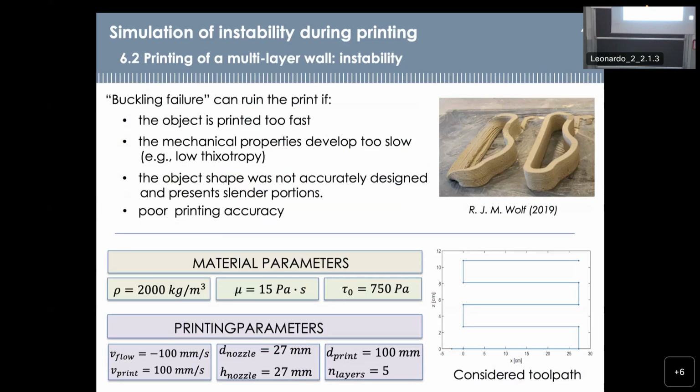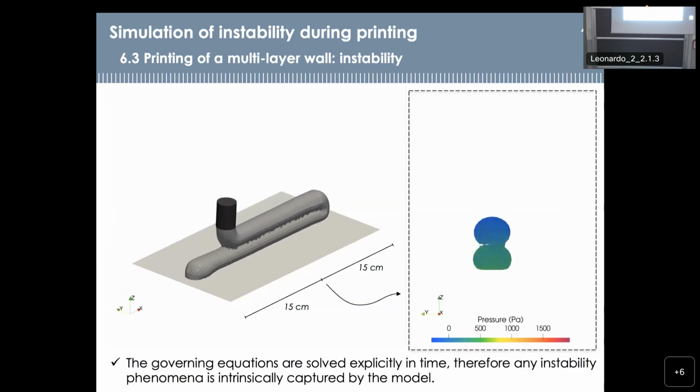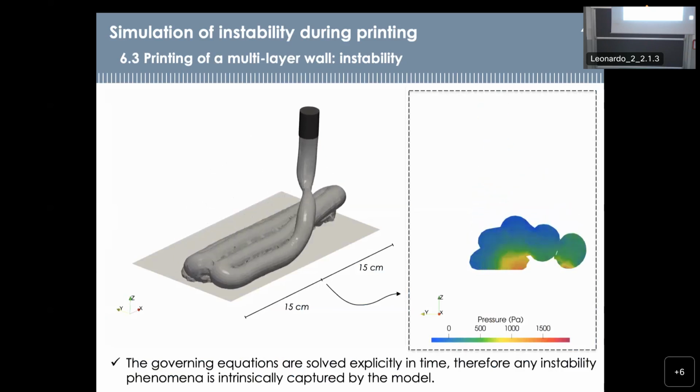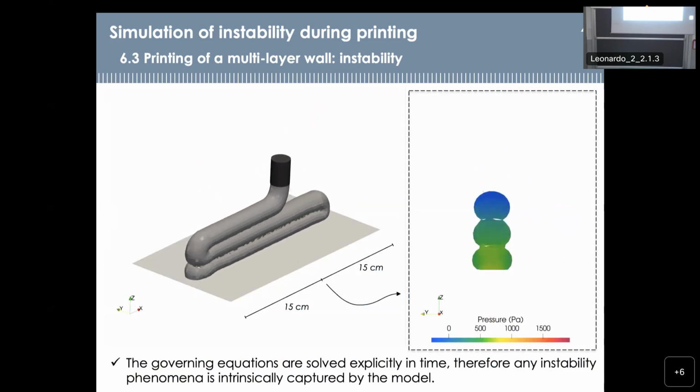So to establish this, I performed this simulation. This is a rectilinear wall, and you can see here on the right side the cross-section. So it's printing the first layer, the second layer, and the cross-section is also updating. When we reach the fifth layer, the print collapses. And this is a small example of buckling.